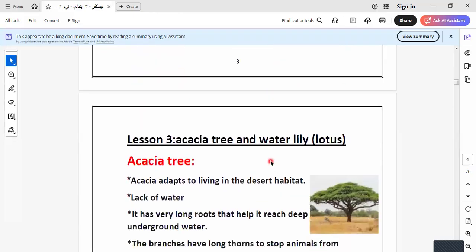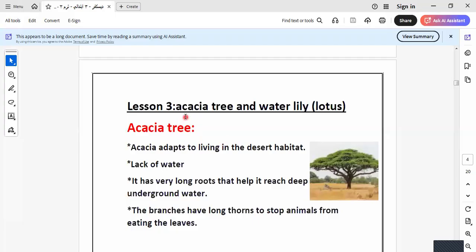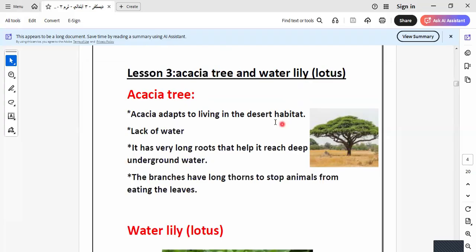Let's go to another one here, lesson 3, which is talking about the acacia tree and water lily. I think all of us learned this before, and now I explain it for the new students.